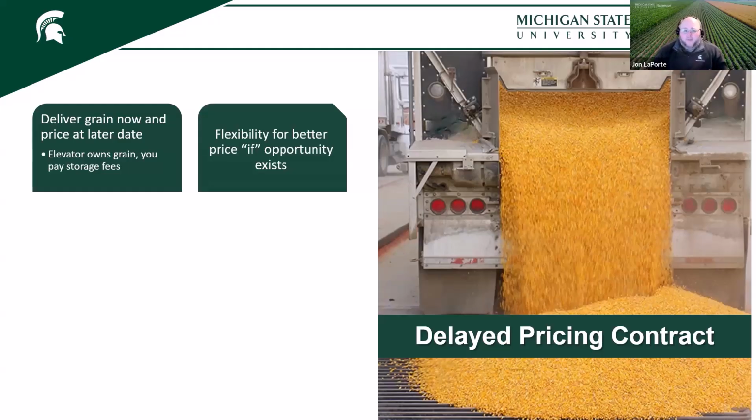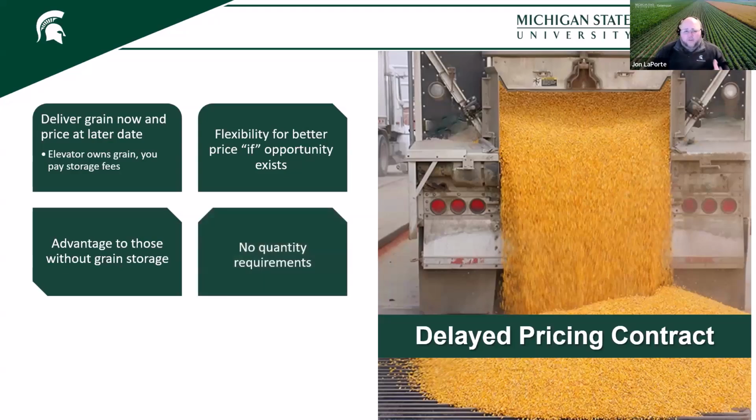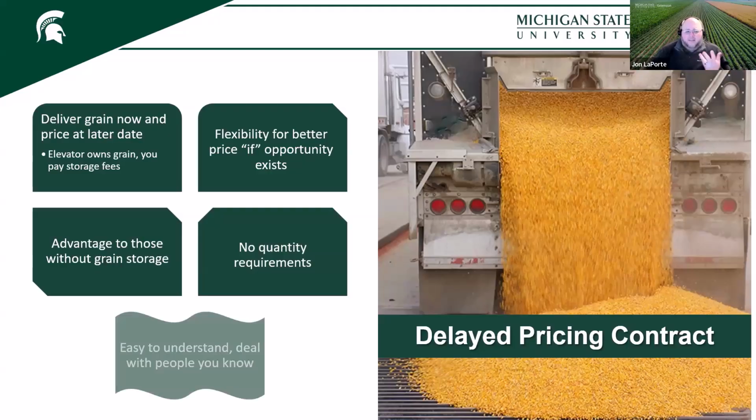And this is a real advantage for people that don't have grain storage. They want to be able to do some pricing later. There are some opportunities that might come along that you think are out there in the market, but storage is your hindrance. So you could use a delayed pricing contract to at least do some storage with the commercial elevator or grain buyer. Just like forward contracts, there's no quantity requirement. And again, it's easy to understand. You're going to deal with people you know.